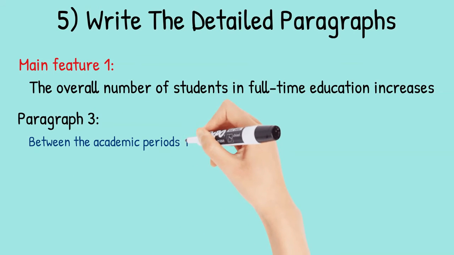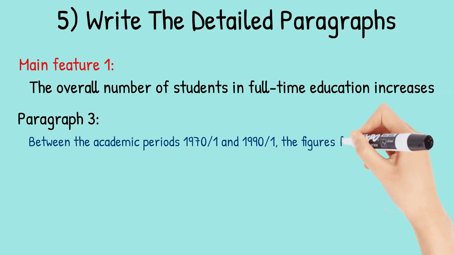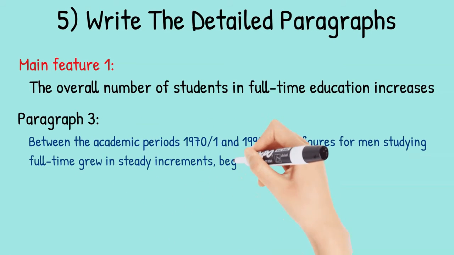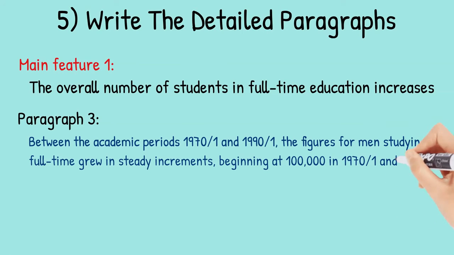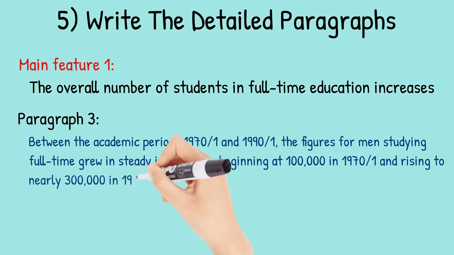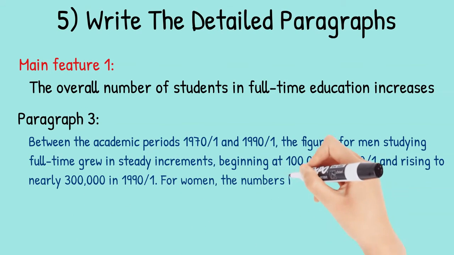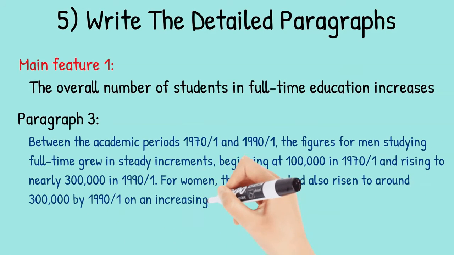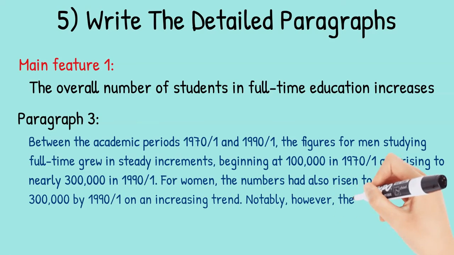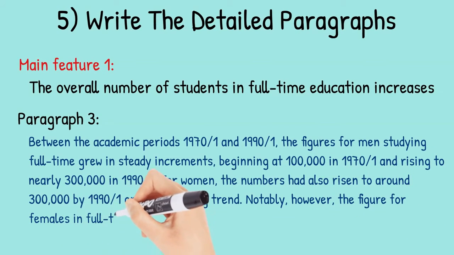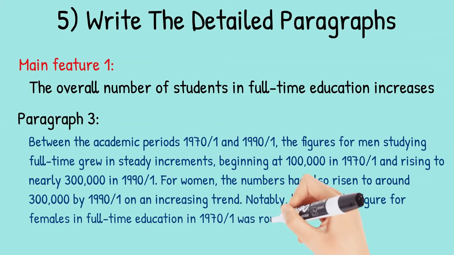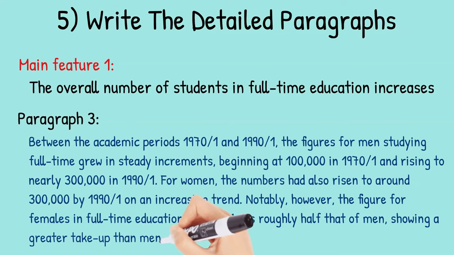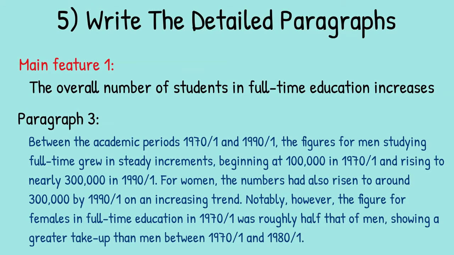Between the academic periods 1970 and 1990, the figures of men studying full-time grew in steady increments, beginning at 100,000 in 1970 and rising to nearly 300,000 in 1990. For women, the numbers had also risen to around 300,000 by 1990 on an increasing trend. Notably, however, the figure for females in full-time education in 1970 was roughly half that of men, showing a greater take-up than men between 1970 and 1980.